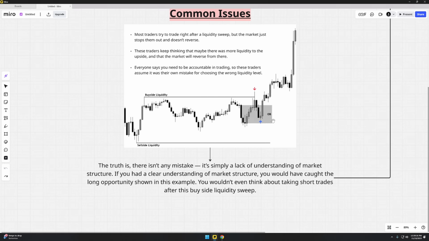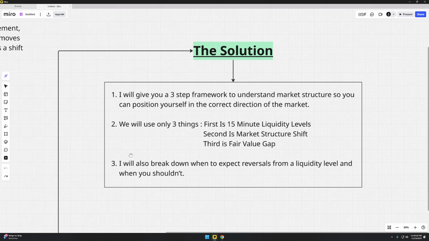So what is the solution? Don't worry, I will give you the easiest method to understand market structure. First, I will give you a simple three-step framework to understand market structure so you can position yourself in the correct direction of the market. We will use only three things: 15-minute liquidity levels, market structure shift, and fair value gap. I will also explain when to expect reversals from a liquidity level and when you shouldn't.